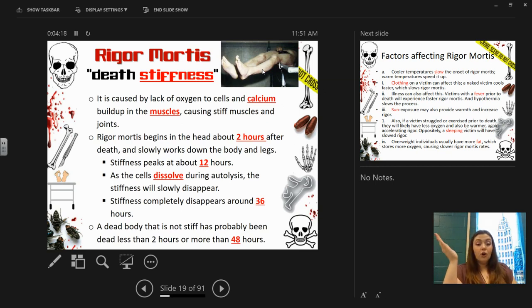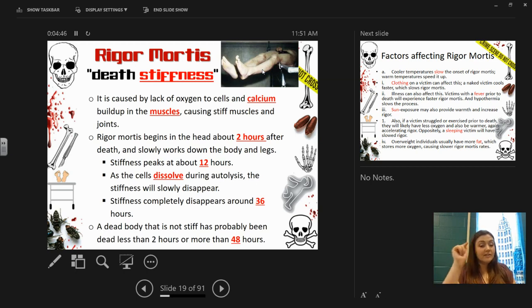As the cells dissolve, because again, we're going through autolysis, which means the breaking down of cells, because you're going through decomposition, the stiffness will slowly disappear. So you don't stay stiff forever. It's just a process of stiffening all the way up and then unstiffening. So stiffness completely disappears around 36 hours. Now that could be a little less or a little more, depending on how hot or cold it is, but on average, 36 hours, and they're completely unstiff again.